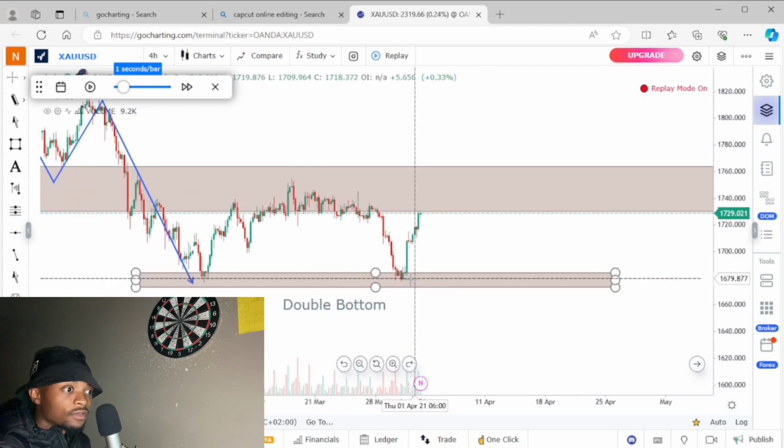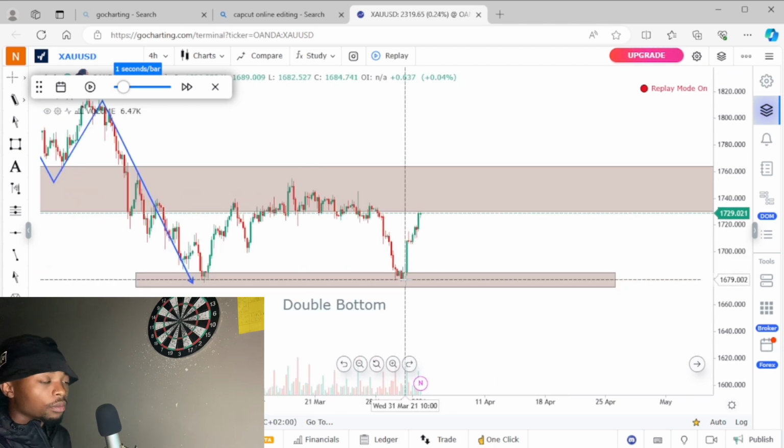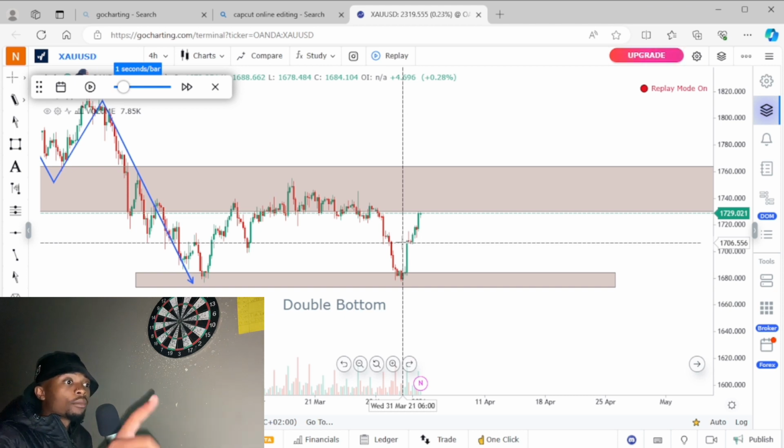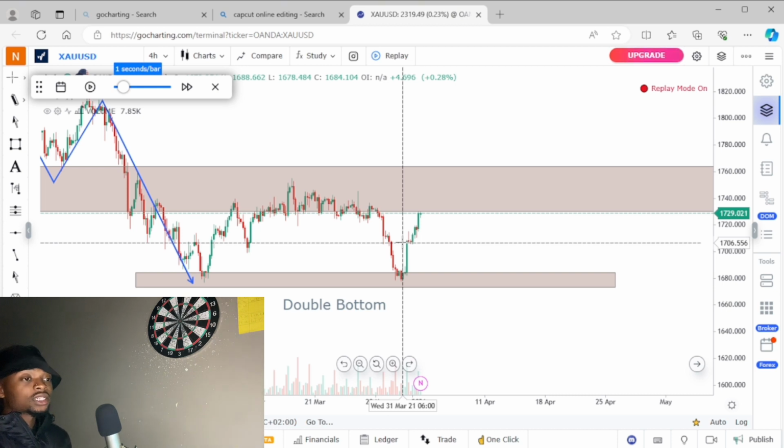after we have this double bottom and we identify it, that double bottom now serves as our first confirmation that we're going to go for a long position, basically that the market is going to go for an uptrend, right? But we can't just assume that we're now going for an uptrend and take the trade. We have to get ourselves a second confirmation.